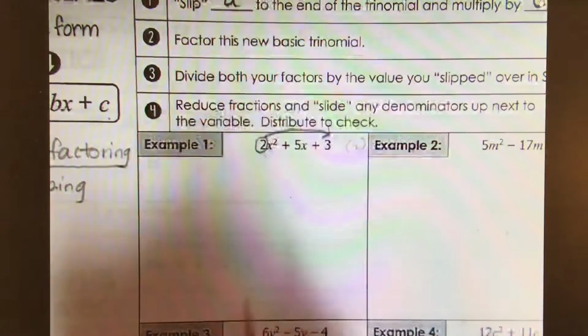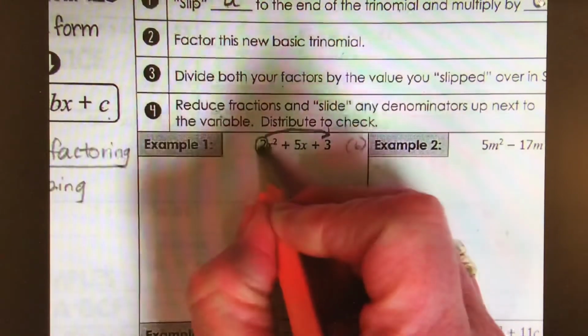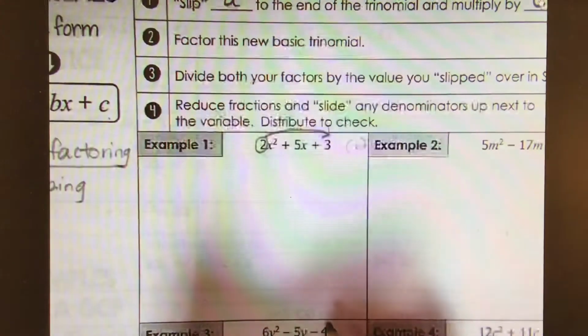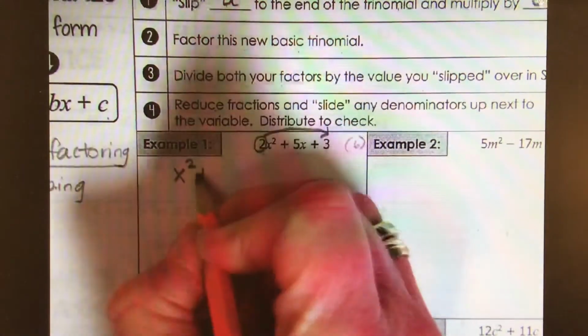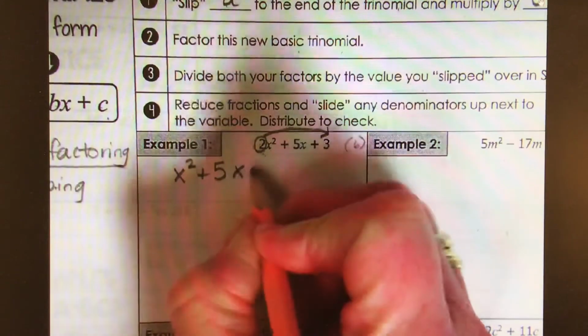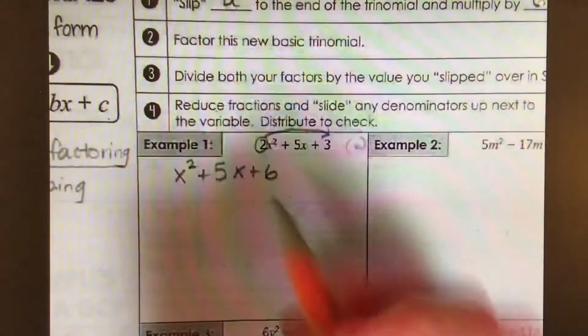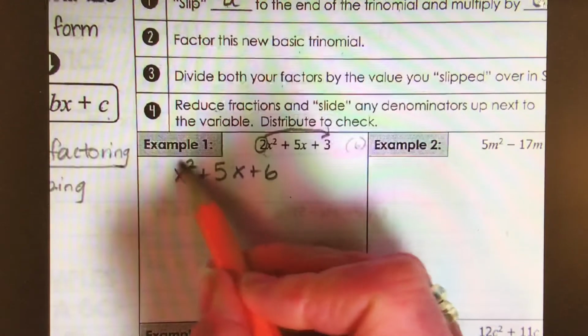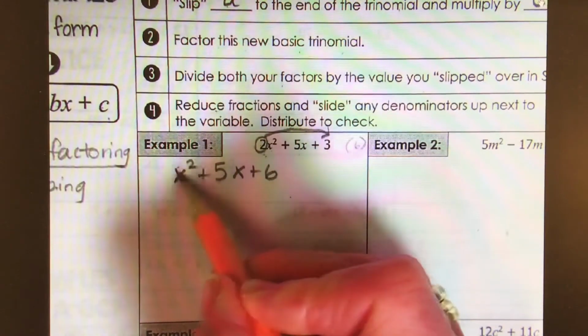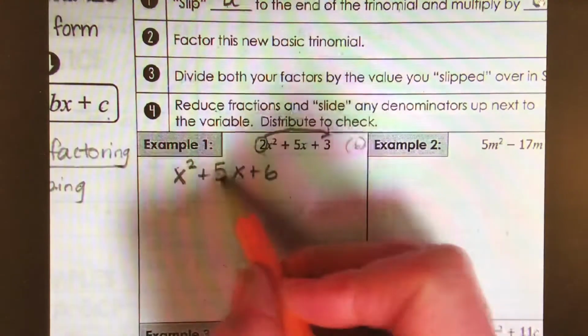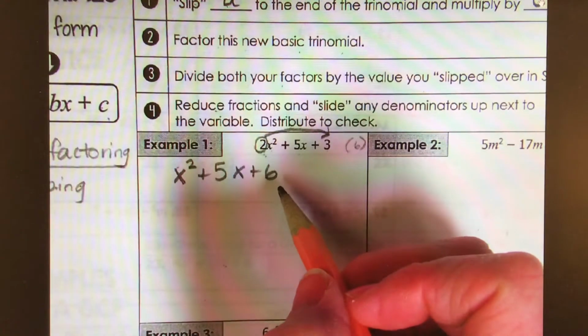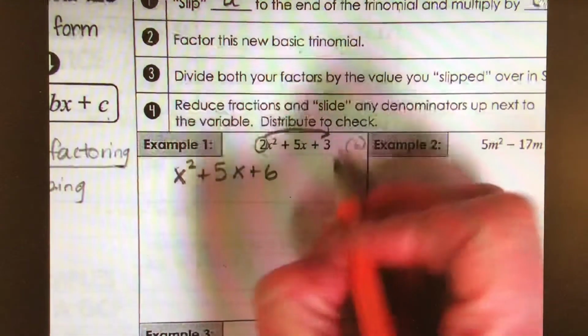But I'm going to rewrite this now because I just slipped my 2 and multiplied by 3. So if I have x squared now plus 5x plus 6. Okay, and again, I got this because I multiplied 2 by 3. Now I have no coefficient here. We're going to do something with this. So our next step is that we are going to factor this out now. And how would I factor? So I need to get 2 numbers. So let's just pretend this is a regular trinomial.